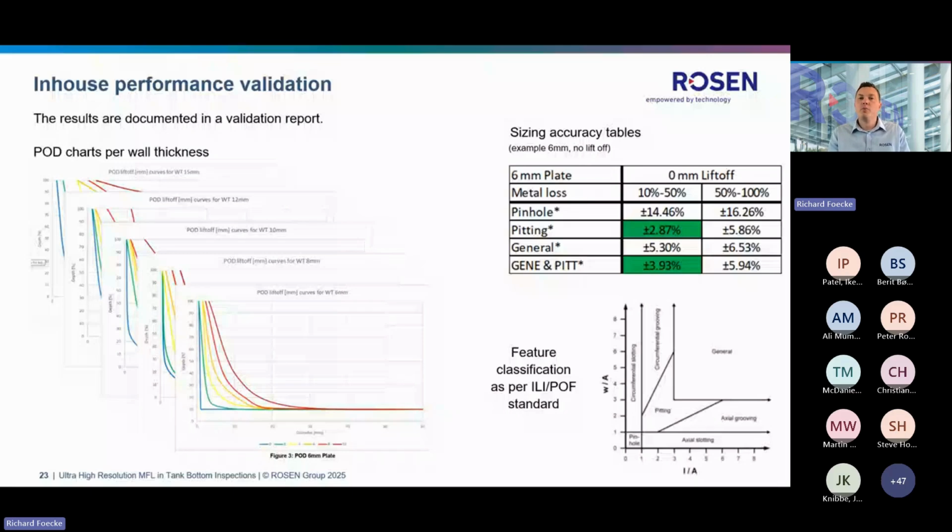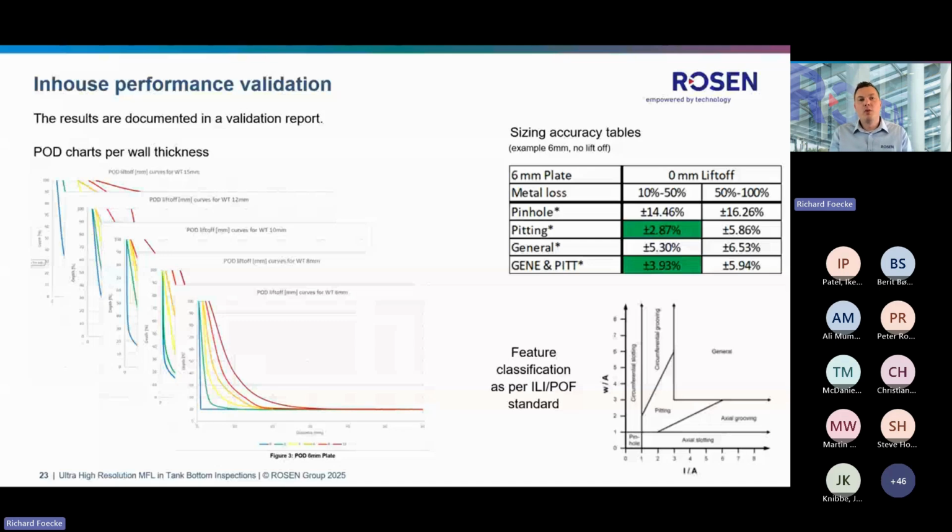What we actually did is group the indications into different classes: pinhole, pitting, and general corrosion. As per POF, a pinhole is defined as defects up to 10 millimeter in diameter. Pitting is from 10 to 30 millimeter in diameter, and general corrosion from 30 and above. Here is an example on a 6 millimeter plate, uncoated situation, where we can reach these sizing accuracies for the depth sizing. As you can see, there is of course a difference per feature class and per wall thickness and lift-off combination, but that's why we put all this information into a detailed validation report where it can be derived from.